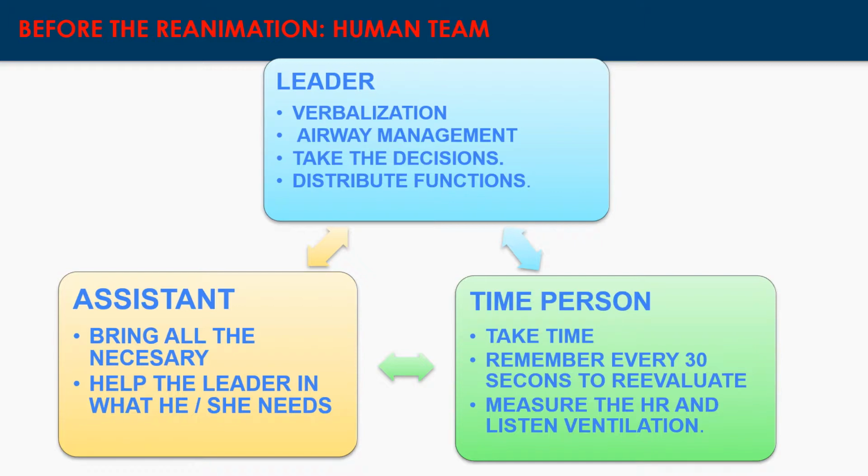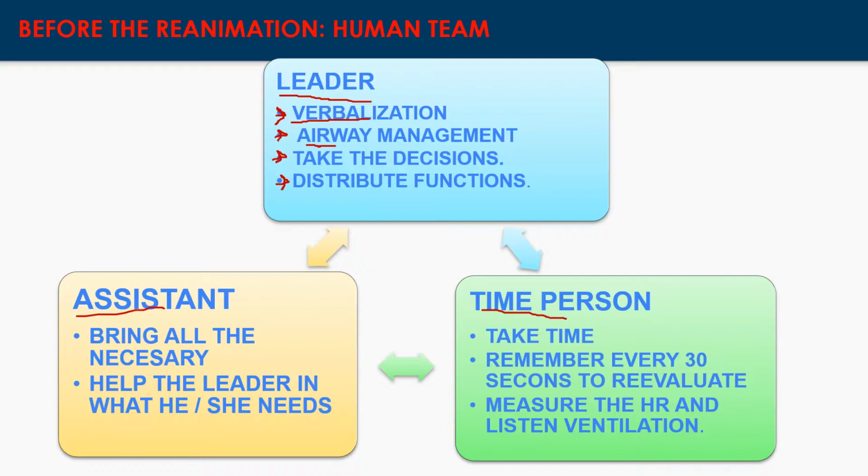So the minimum number of persons for a reanimation must be 2, but the optimum is 3. So that's why here we are talking about 3. There must be a leader first, a person who knows the algorithm very well and how to perform a reanimation. This person must have this characteristic: verbalization, that is to say, everything that he thinks, because the others cannot read his mind. Also, he is going to be in charge of the airway management, so he needs to know how to open the airway and how to give the ventilations. He is going to take the decisions about what to do with this patient, and he will distribute the functions between the assistant and the time person.